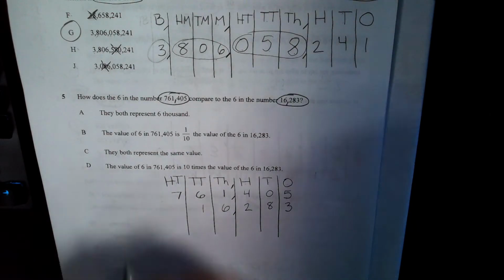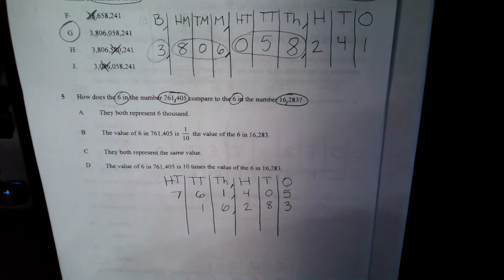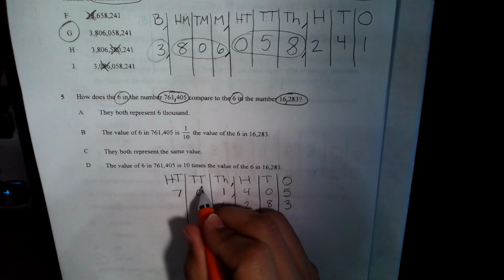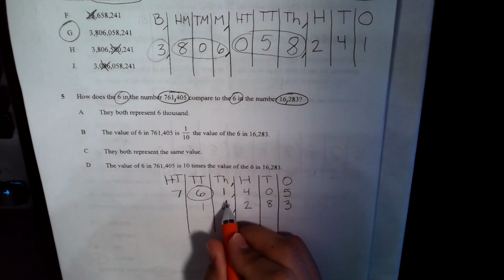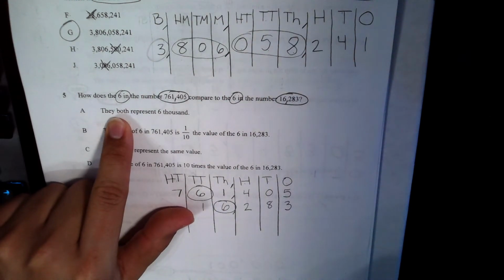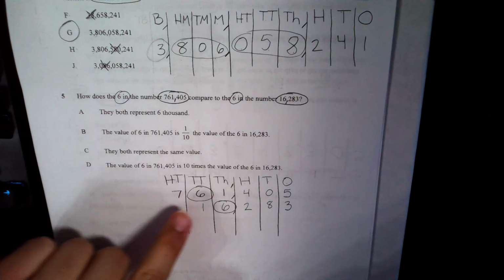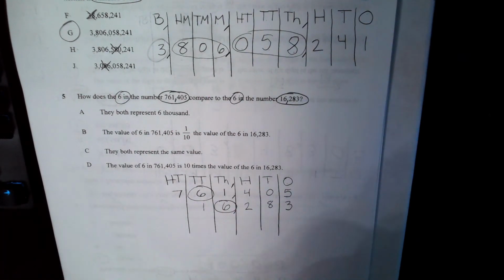And they're asking me about the number 6. So I'm going to circle the number 6. One here and one here. Look at our answer choices. A, they both represent 6,000. Are both of my 6's in the thousands place?